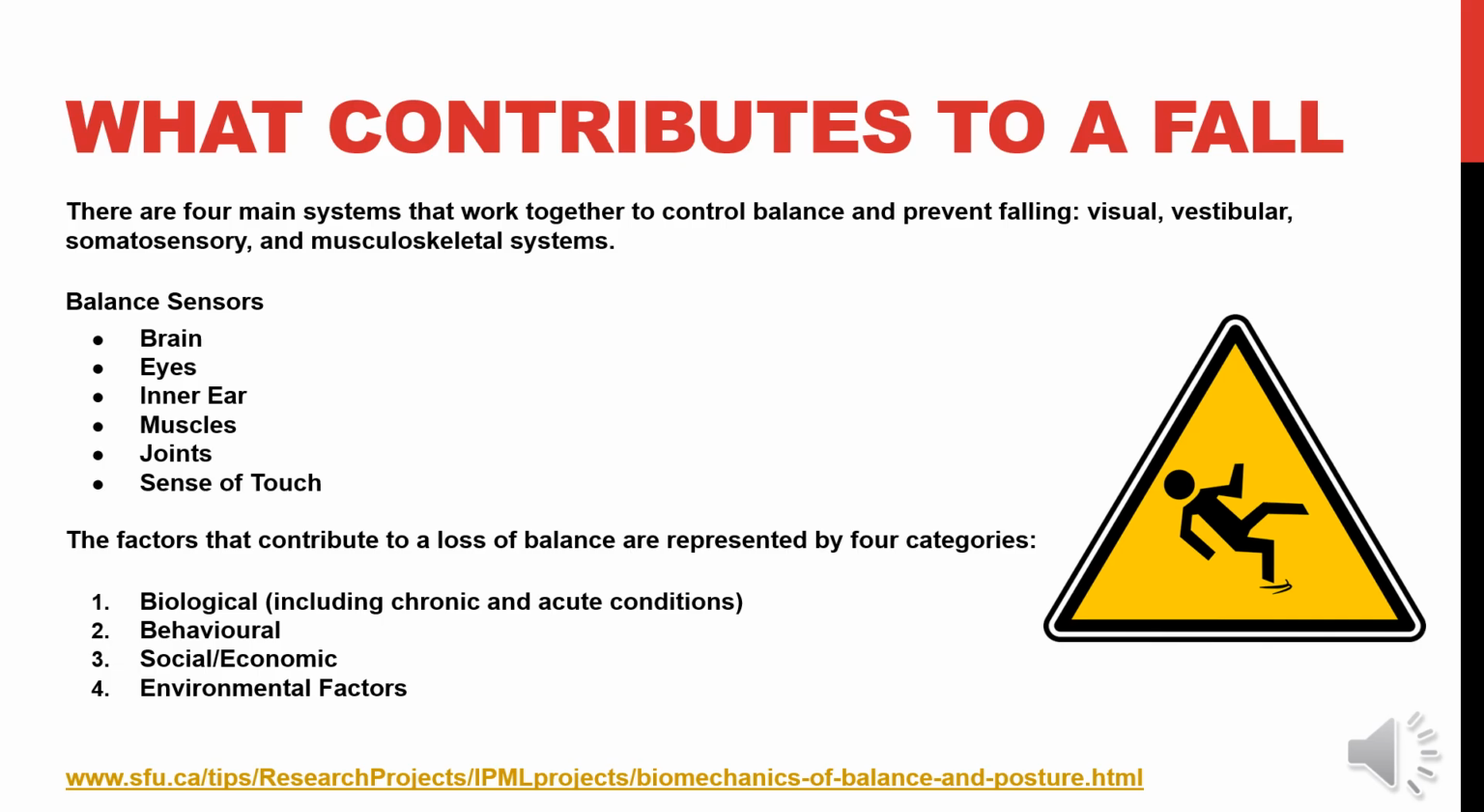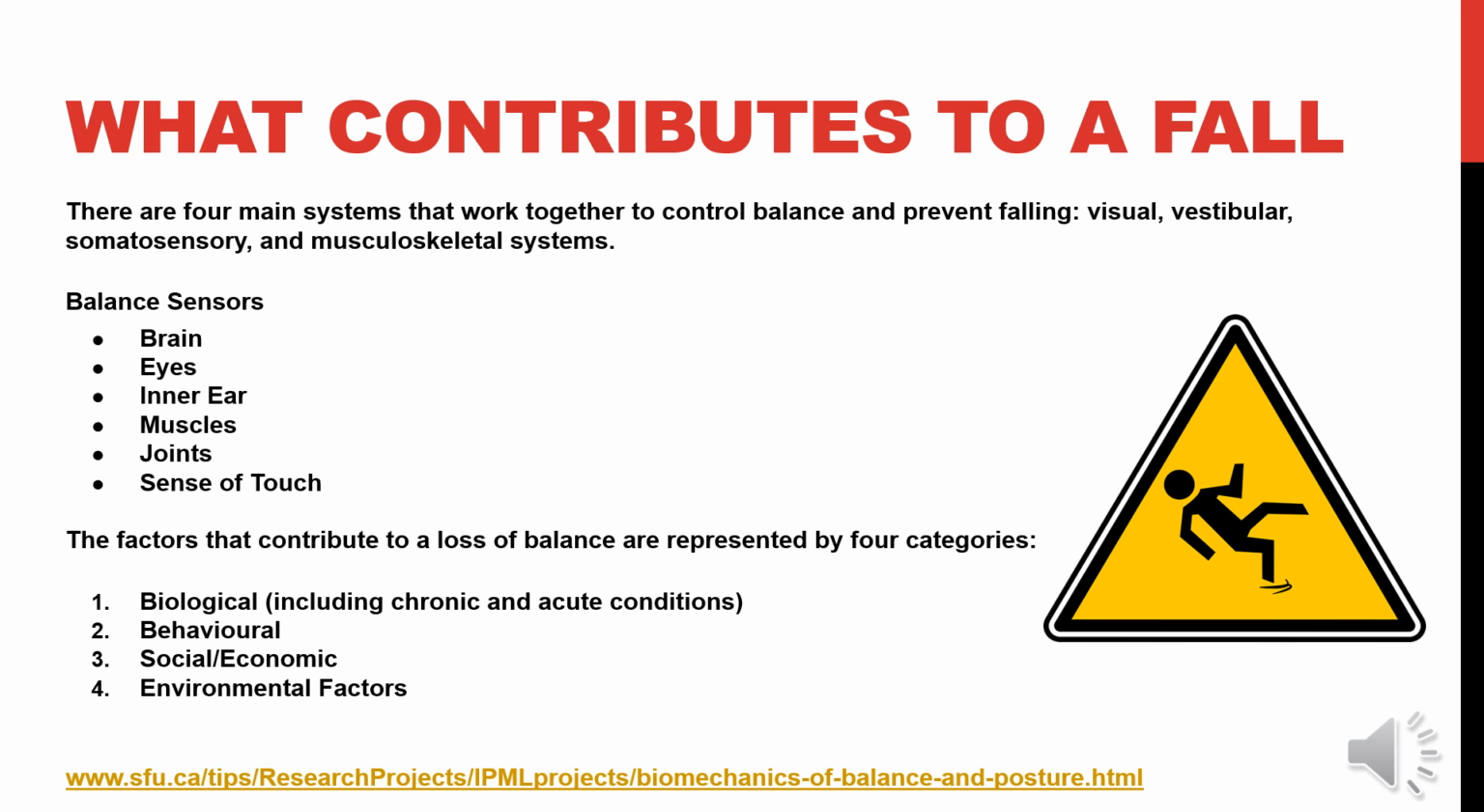There are 4 main systems that work together to control balance and prevent falling: visual, vestibular, somatosensory, and musculoskeletal systems. Within this, the balance sensors include the brain, the eyes, inner ear, muscles, joints, and sense of touch.